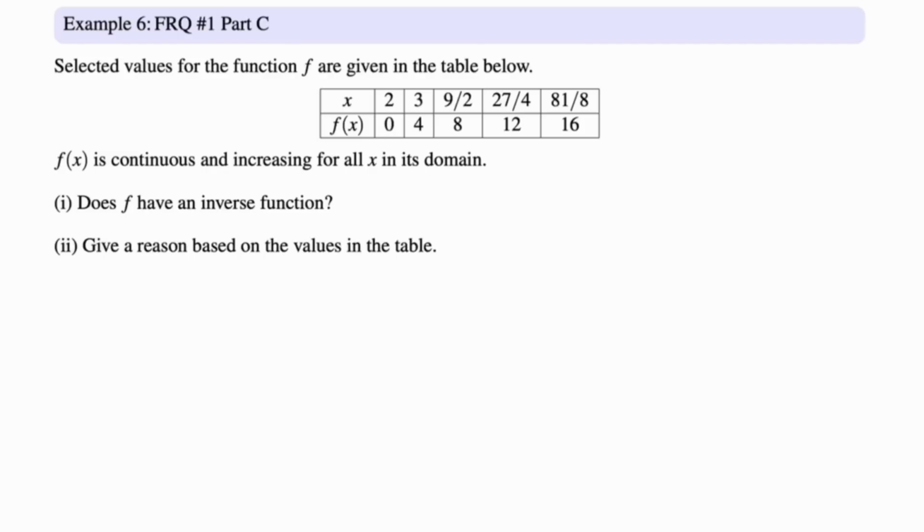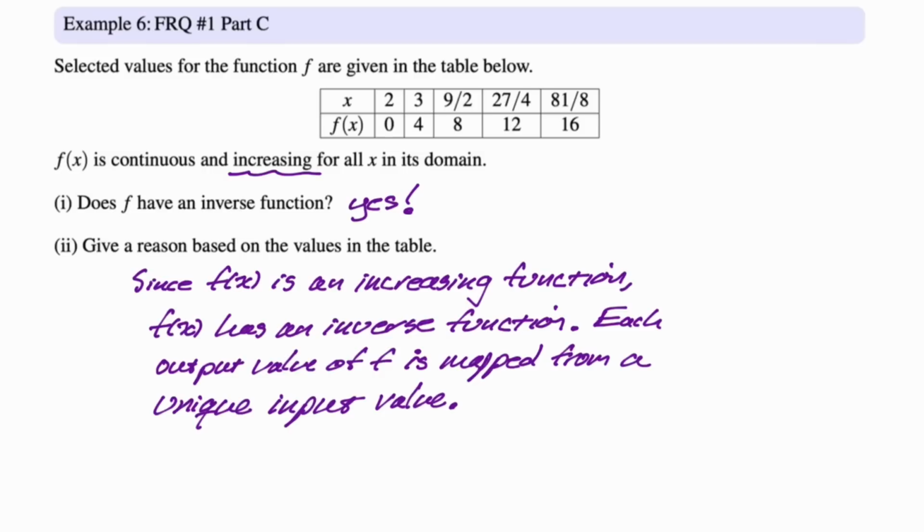So if you read the problem, it says f is continuous and increasing for all x in its domain. An increasing function will always have an inverse. A decreasing function will always have an inverse. So I'm going to definitely say yes here. And then for my reasoning, I'm going to write down the thing that I memorized. f of x is an increasing function. f has an inverse function. Each output value of f is mapped from a unique input value. And that's all I would write.